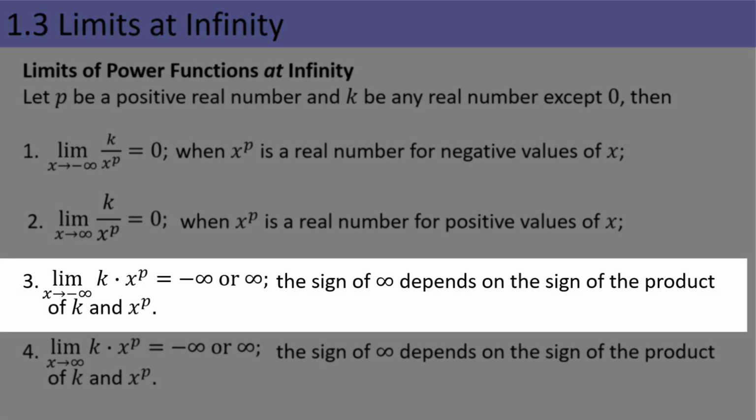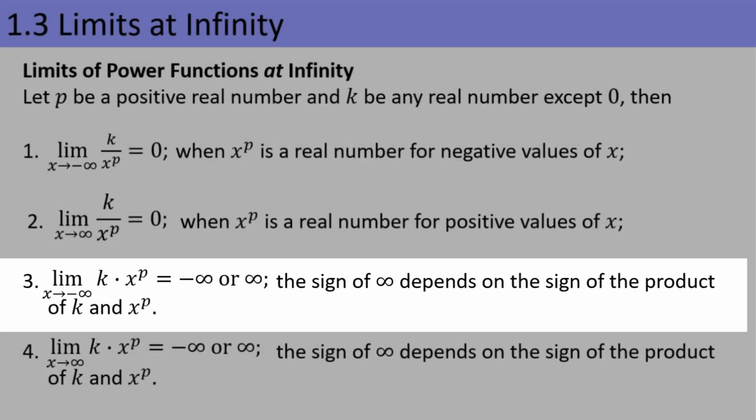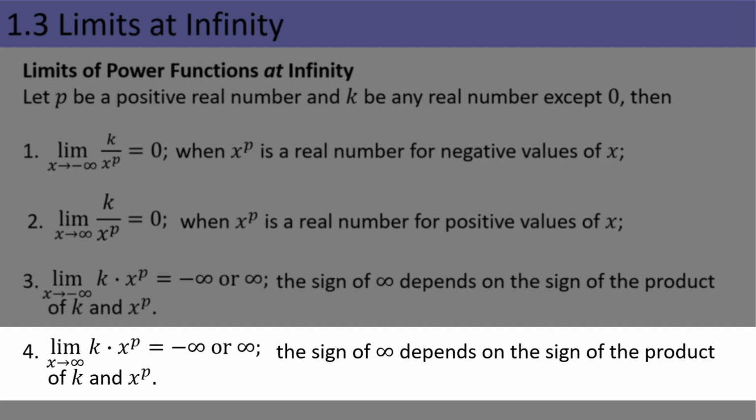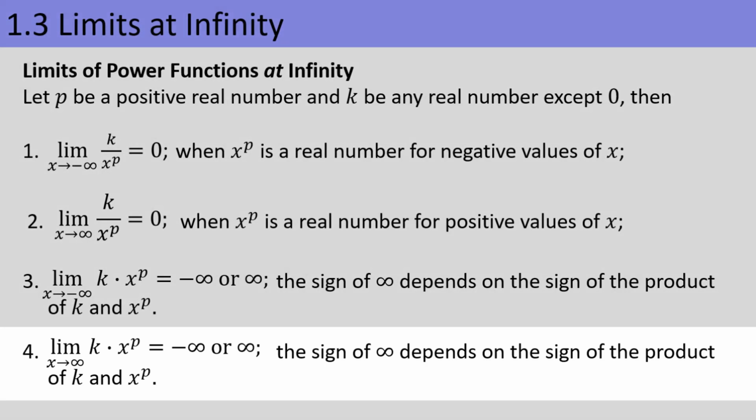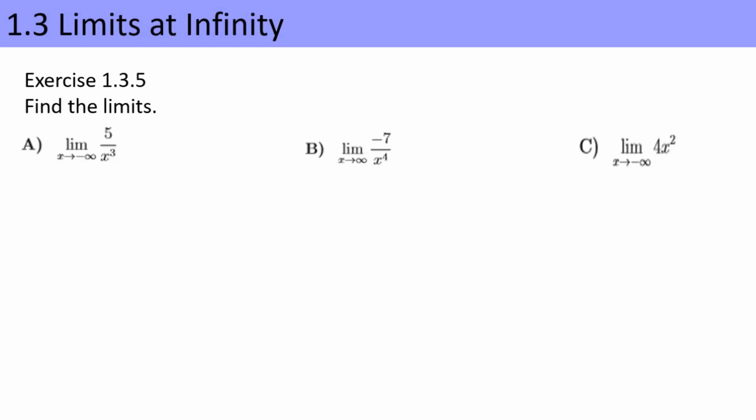3. The limit as x approaches negative infinity of the product of k times x to the power of p equals either negative infinity or positive infinity. The sign of infinity depends on the sign of the product of k and x to the power of p. 4. The limit as x approaches positive infinity of k times x to the power of p equals either negative infinity or positive infinity. The sign of infinity depends on the sign of the product of k and x to the power of p. Example, find the limits.